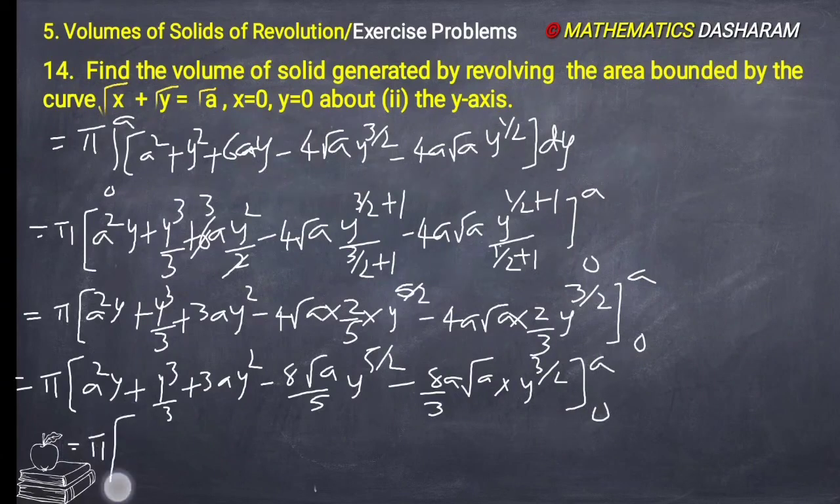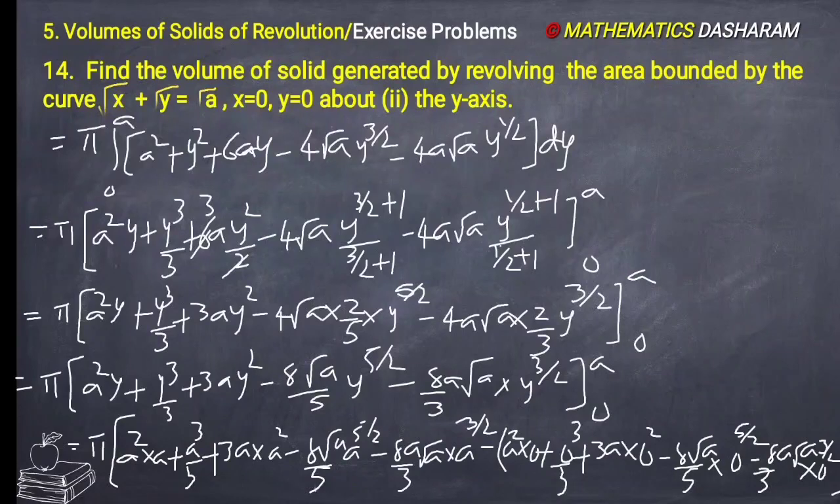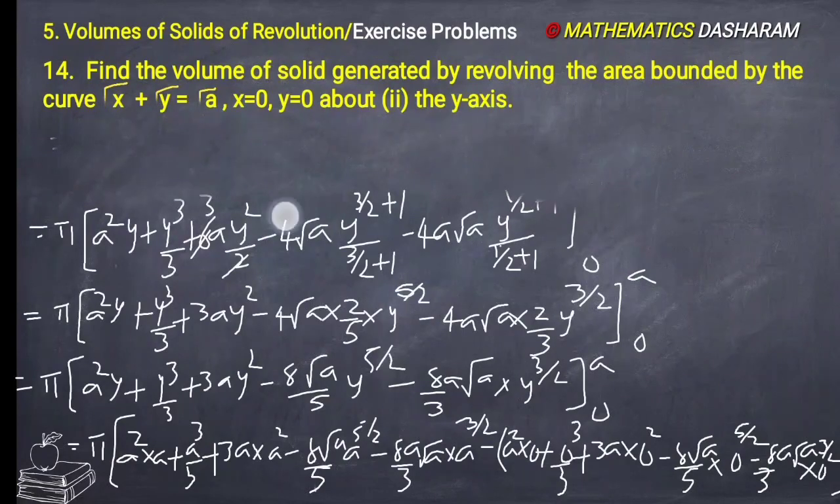Next, pi into, apply and substitute the upper limit: a square into a plus a cube by 3 plus 3a into a square minus 8 root a by 5 into a to the power of 5 by 2 minus 8a by 3 into. Next, substitute the lower limit. So let us simplify this.